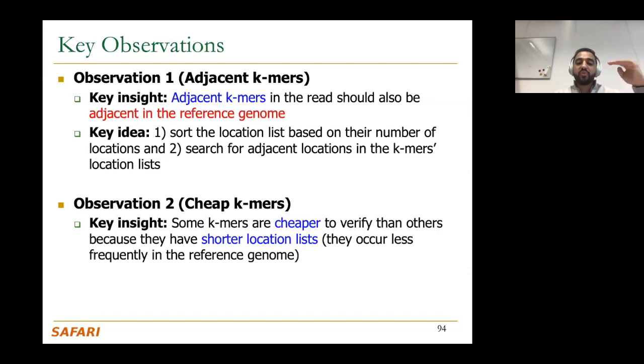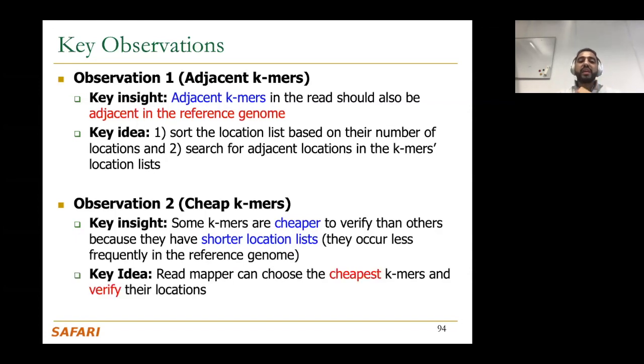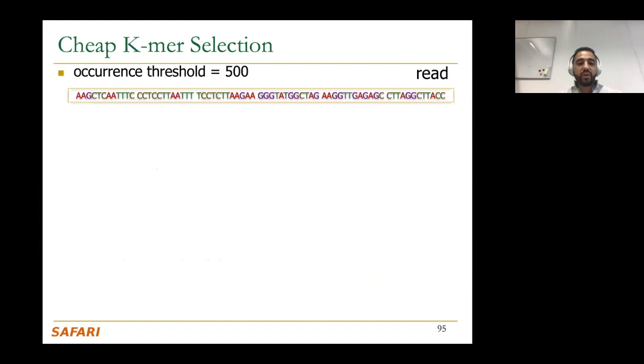Maybe other reads will provide more benefit, more information, especially if we use more coverage. Once you cover the sequenced genome by 30x, for example, then you have 30 copies from each read. So it's okay to ignore some of these reads or some of these k-mers. Hopefully, we will recover that with the other reads and find good locations with these. So the key idea is that the read mapper can choose the cheapest k-mers and verify their locations.